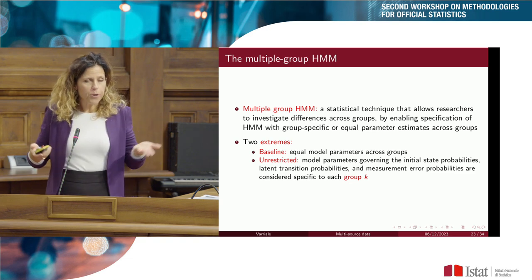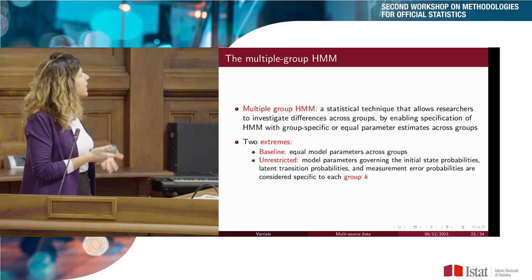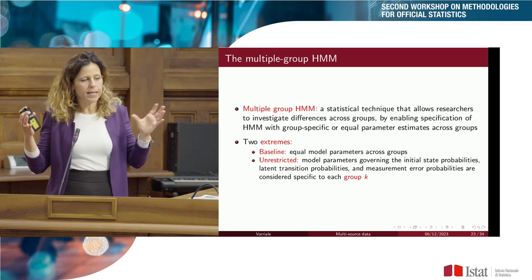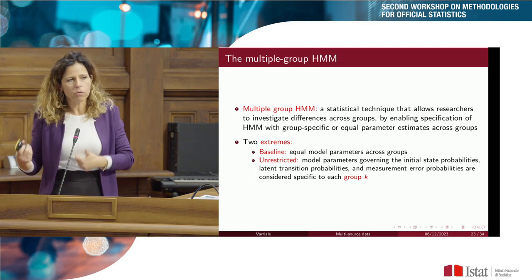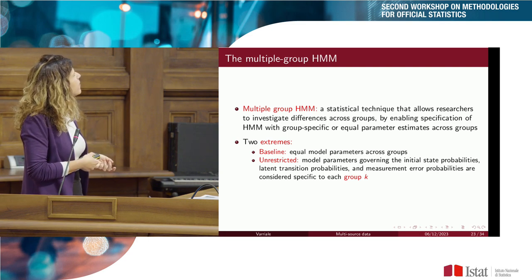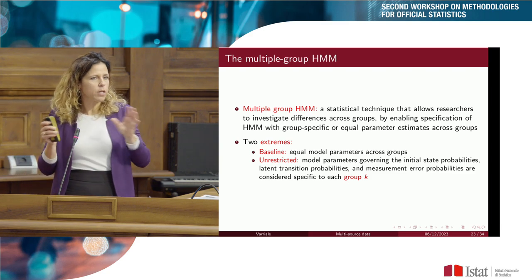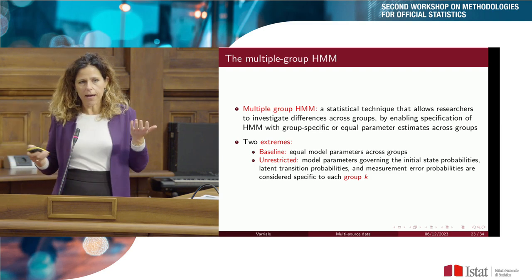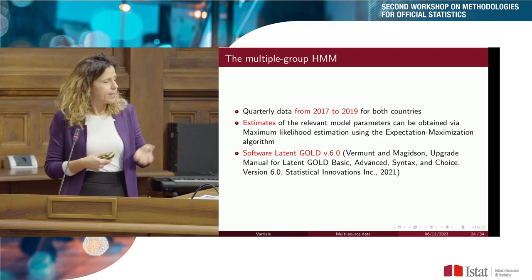Now, we said that we want to compare these two countries. How? We use the multiple group hidden Markov model, where we are trying to compare whether the two hidden Markov models are in some way similar in the two countries, and how they are similar. So we have two extremes. In one extreme, all model parameters are equal across groups, which are the countries, so we assume that they are exactly the same. In the other extreme, everything is different. Of course, in the middle, there are many different models that can be tested.